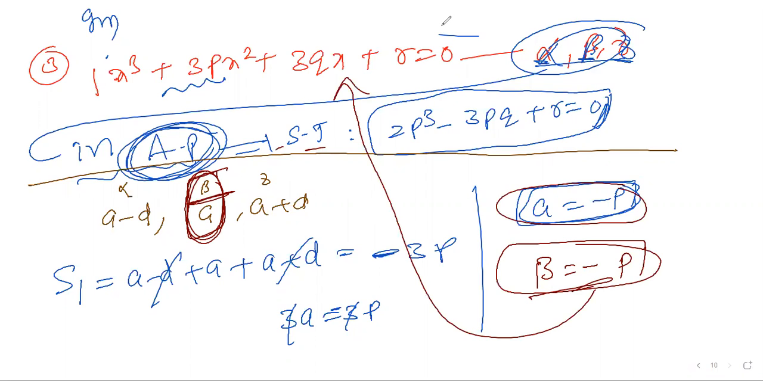What should I do here? I want to substitute beta is equal to minus p in your equation, and the equation becomes 0. That is our main agenda. Am I clear? So is it going to 0 or not? I'll check it out.